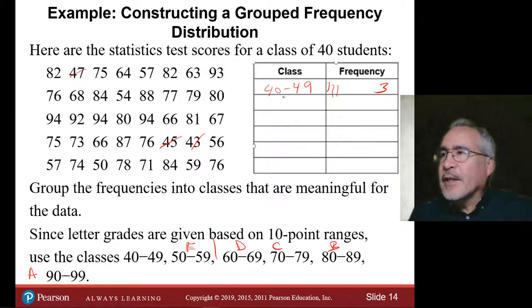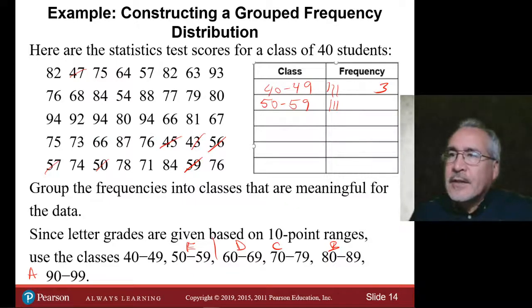That's its frequency. Then we're supposed to do 50 to 59. And again, we just go through. Here's 59. Here's a 50, 57. So I got 1, 2, 56. There's 1, 2, 3. 1, 2, 3. So a total of 6.